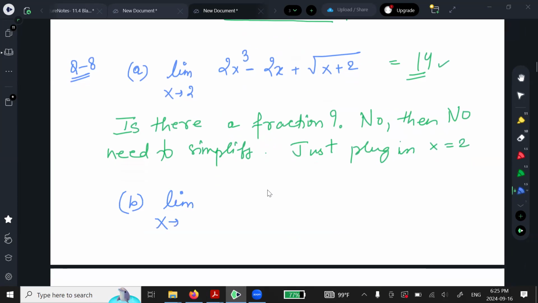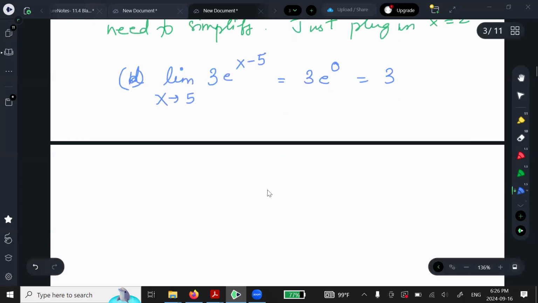What is the limit x approaching to 5 of 3e to the power x minus 5? That was intentional. What is the answer now? 3. How many go for 3? Good job. What did you do? You just plugged it in and you got e to the power 0, and anything to the power 0 is? Good job. Sometimes they will not give you numbers. Don't panic. All you have to do is plug it in.